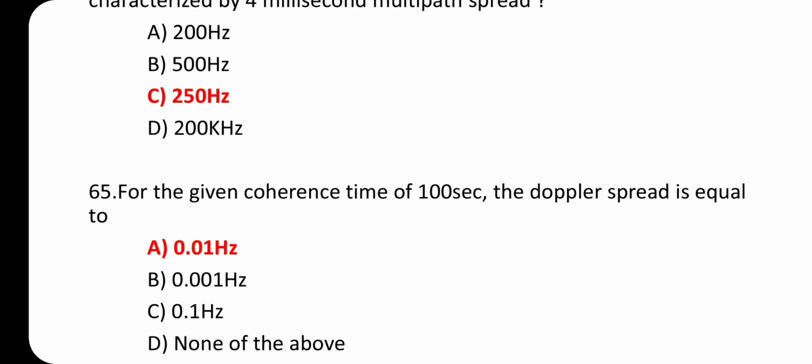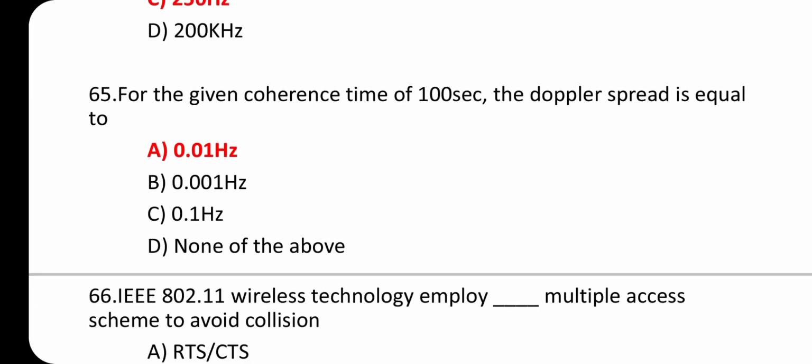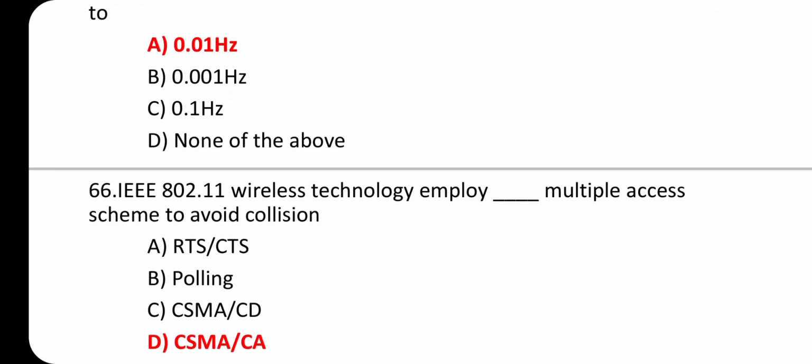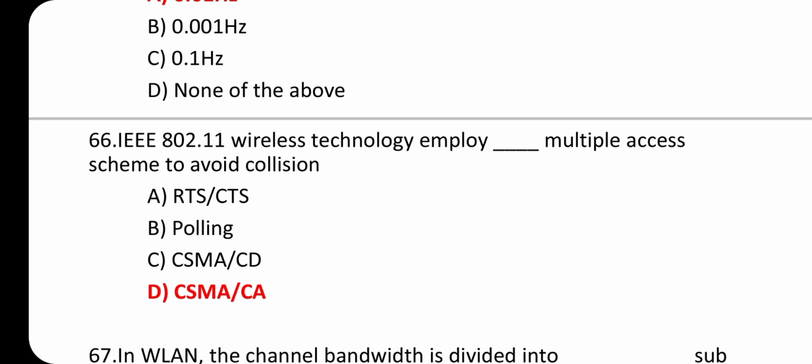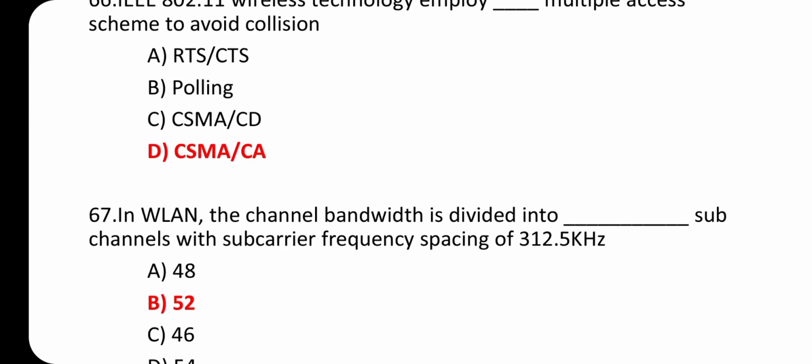For the given coherence time of 100 seconds, the Doppler spread is equal to option A, 0.01 Hz. 66, IEEE 802.11 wireless technology employs dash multiple access scheme to avoid collision. Option D, CSMA/CA.